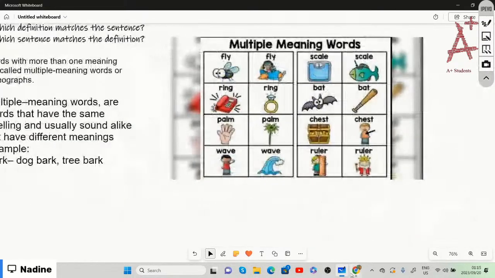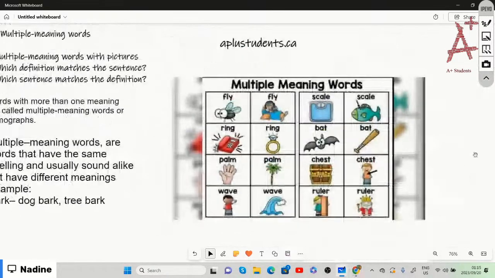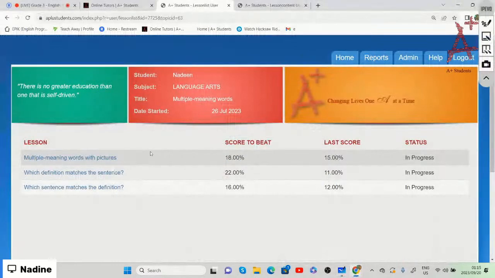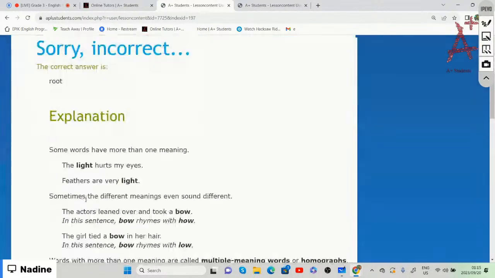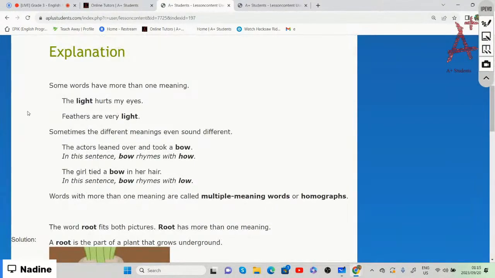All right. So now, remember we said that our lesson is on aplusstudents.ca. So we're going to go now to the very first lesson of multiple meaning words with pictures. We're going to look at our pictures, and then we will say what the meaning of these words are, or which one is correct. And before we go to that one, we said some words have more than one meaning.